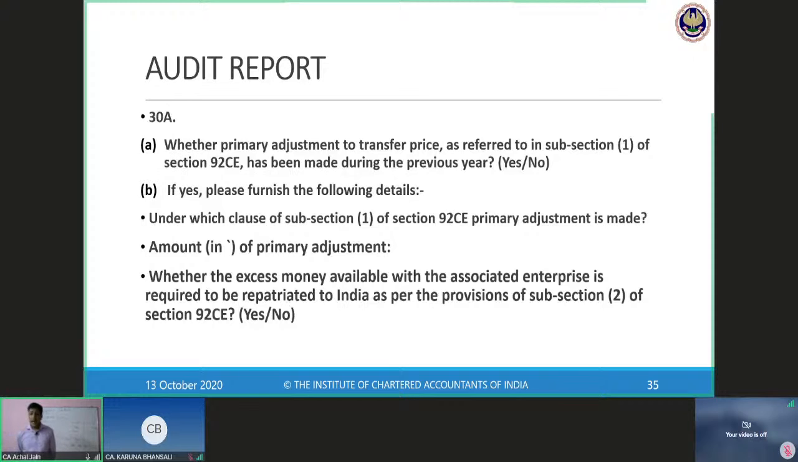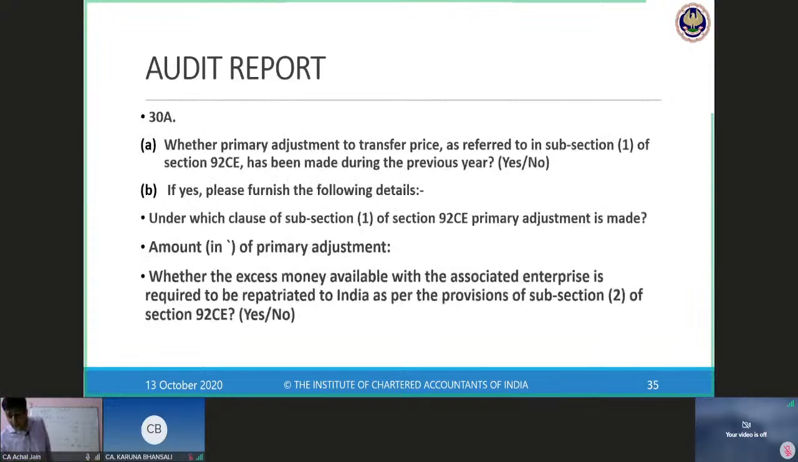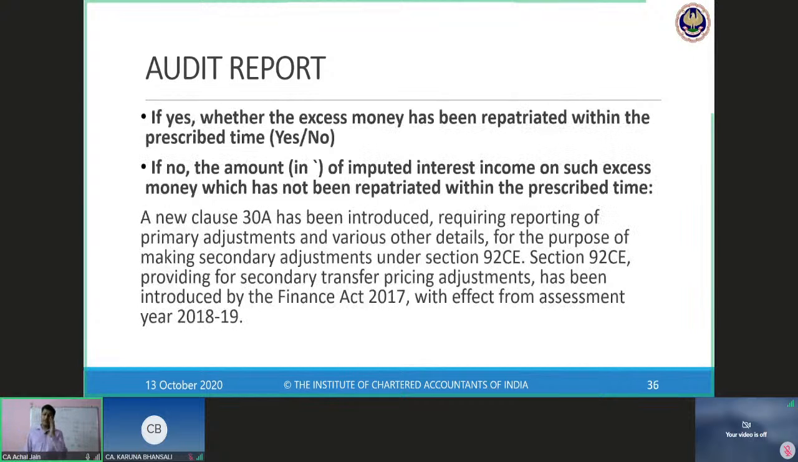Number one. Amount of that primary adjustment, whether the excess money available with the associated enterprise is required to be repatriated to India as per the provisions of 92CE. Yes or no? This is required to be commented on. If yes, whether the excess money has been repatriated within the prescribed time. And again, you need to look at the requirements of 92CE for understanding of this clause. If no, the amount of imputed interest income on such excess money which has not been repatriated within the prescribed time.